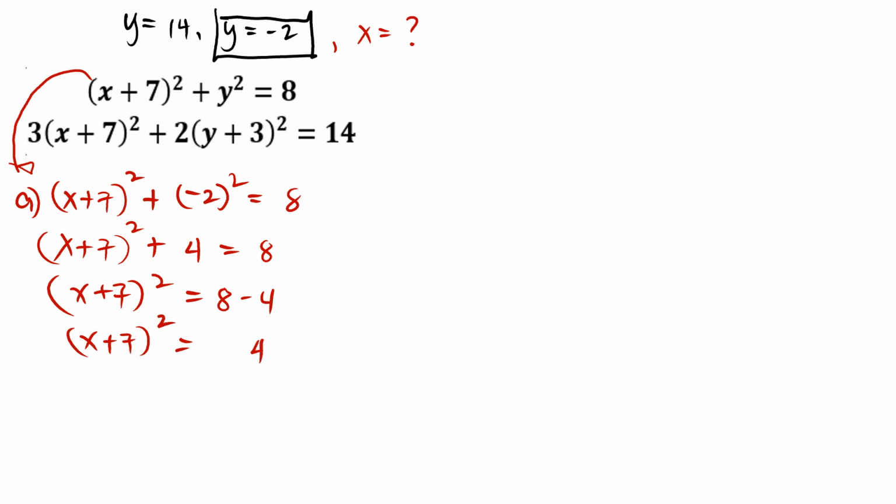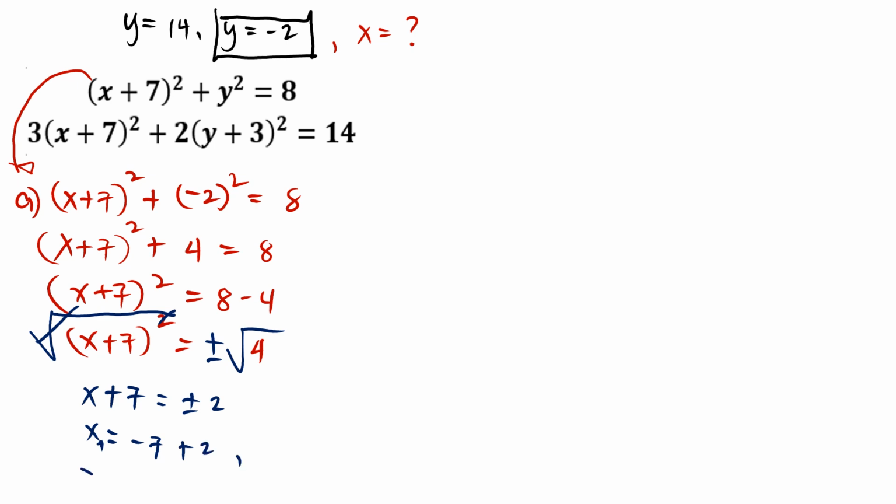To get the value of our x, we need to extract the square root of both sides. Getting the square root of x plus 7 squared, the exponent 2 will be isolated, as well as the radical sign. So x plus 7 is equal to the square root of 4, which is positive or negative 2. So we have negative 7 transposed and then positive 2 as our x sub 1. Our x sub 1 is negative 5, and our x sub 2 will be negative 7 minus 2. So our second x will be negative 9.